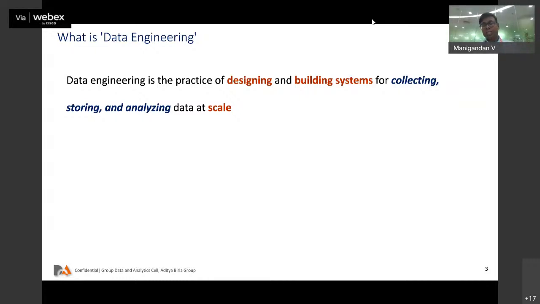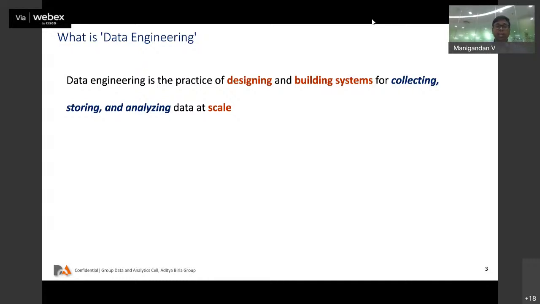So the systems that we design and build should be able to scale. Let's say today there are 5,000 users. You do a promotion, and within a week you get 50,000 users, or the scale can be 100x also, 500,000 users, 5 lakh users, or 50 lakh users.